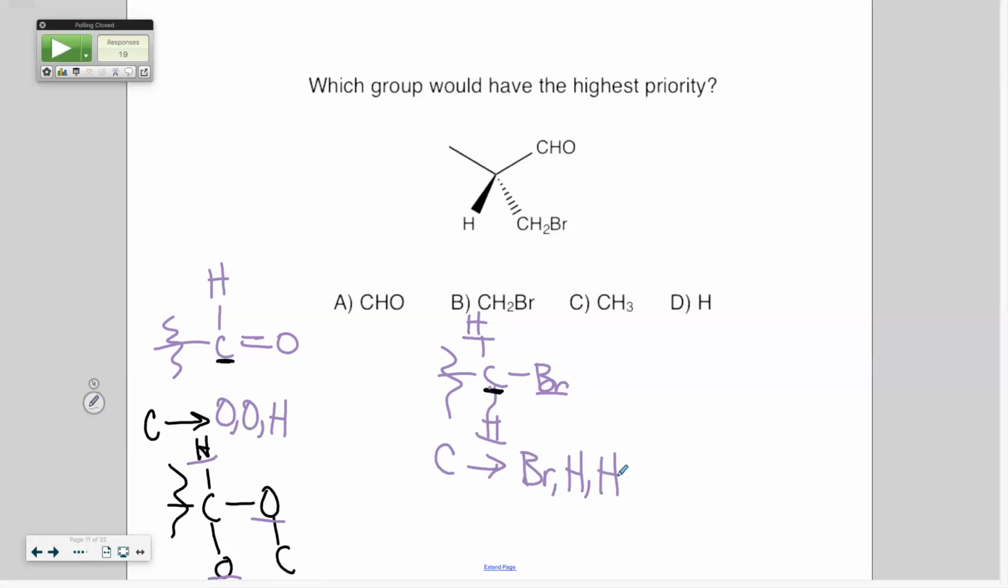Okay, so you're looking for the point of difference. There's 2 points of difference, right? So which one do you use? The biggest gun. Okay, so what's your biggest gun here? An O, and here it's a Br. Which one has the highest atomic number? Br.